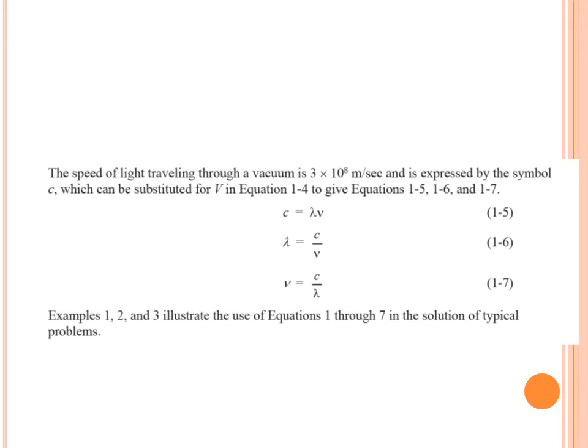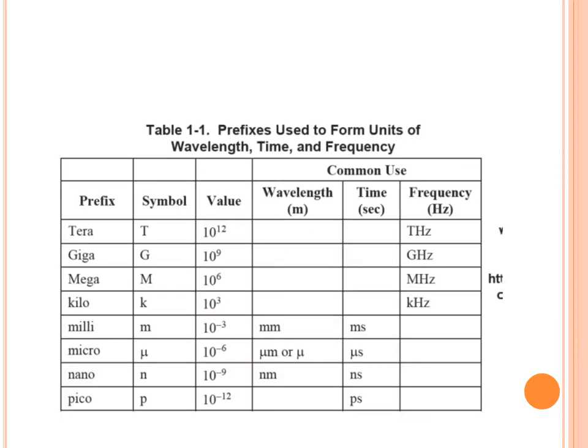The speed of light traveling through a vacuum is 3 times 10 to the 8th meters per second, and is expressed by the symbol c, which can be substituted for v in equation 1.4 to give equations 1.5, 1.6, and 1.7 from our textbook. So c is equal to lambda times nu. I could also rewrite that and say lambda is equal to c over nu, and nu is equal to c over lambda. So in there I had the 10 to the 8th.